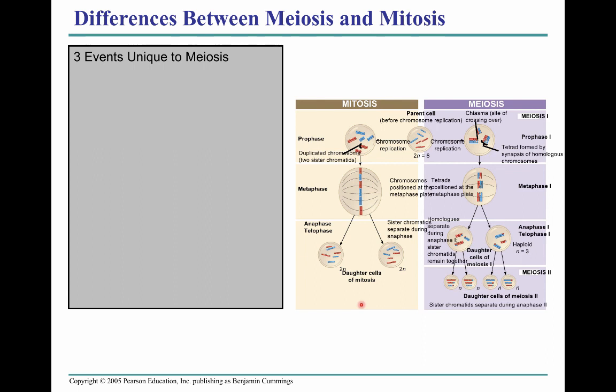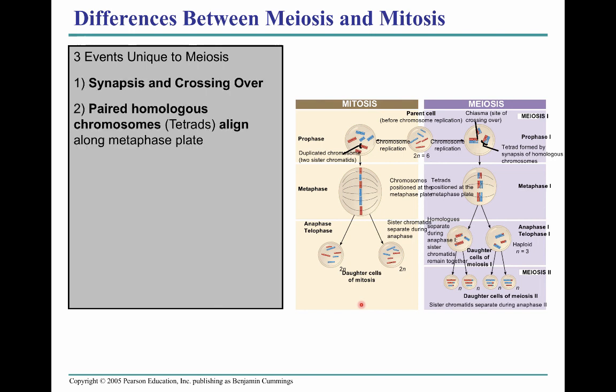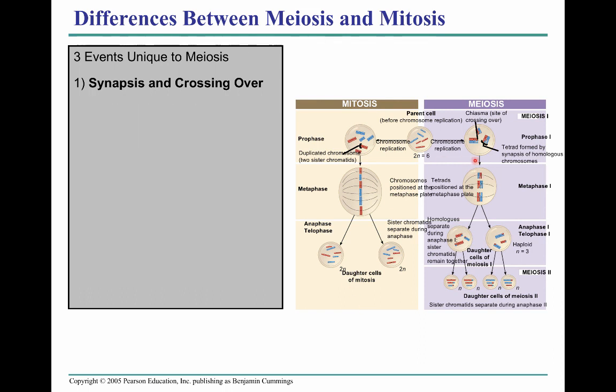Okay, I want to finish up here by reviewing the differences between mitosis and meiosis. And so there's kind of 3 main events. Synapsis and crossing over. So in the beginning of meiosis, the 2 homologs align next to each other and exchange segments of DNA between the 2 homologs. So that occurs in meiosis. That does not occur in mitosis.